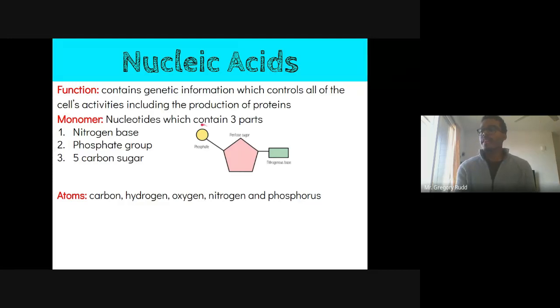So I think the monomer really looks like a house. The 5-carbon sugar looks like the house with a satellite dish, that's the phosphate group, and a flag, that's the nitrogen base. And we still see those same 3 atoms, carbon, hydrogen, and oxygen, but we introduce 2 others, nitrogen and phosphorus.